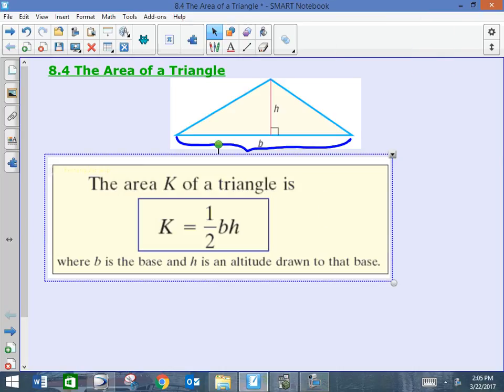Okay, so here's your base. Your height is your perpendicular height to your base.